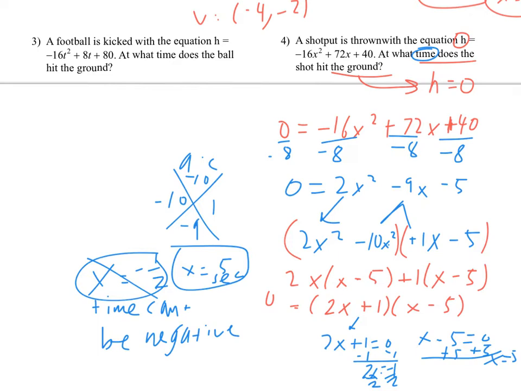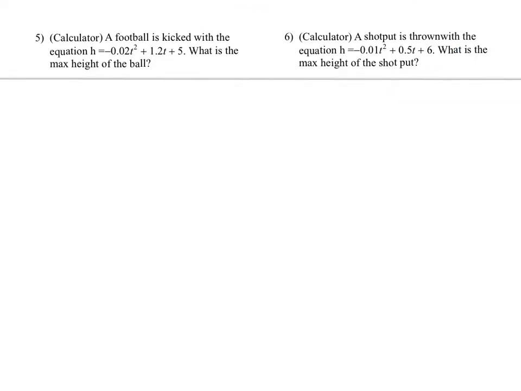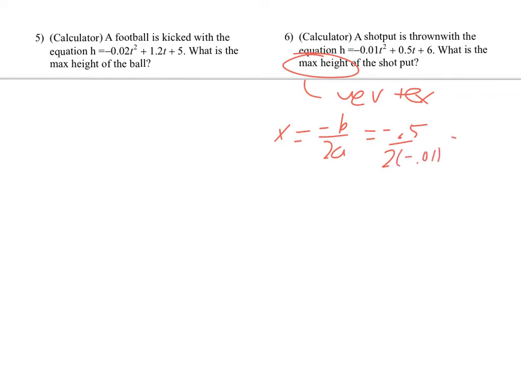The negative 1/2, we did the math correctly, but just in this problem, the negative answer doesn't make sense. All right, next problem here. It gives me another equation that says what is the max height of the shot put? So max height is always talking about the vertex. So I'm going to go ahead and do x equals negative b over 2a, so that's going to be negative 0.5 over 2 times negative 0.01. So that's negative 0.5 over negative 0.02.